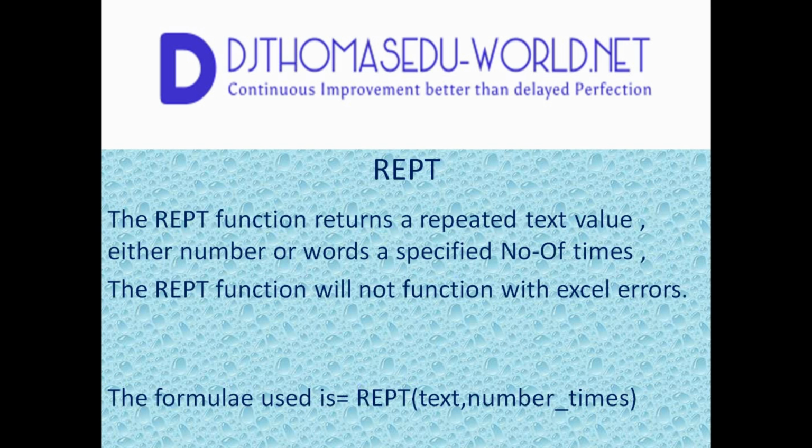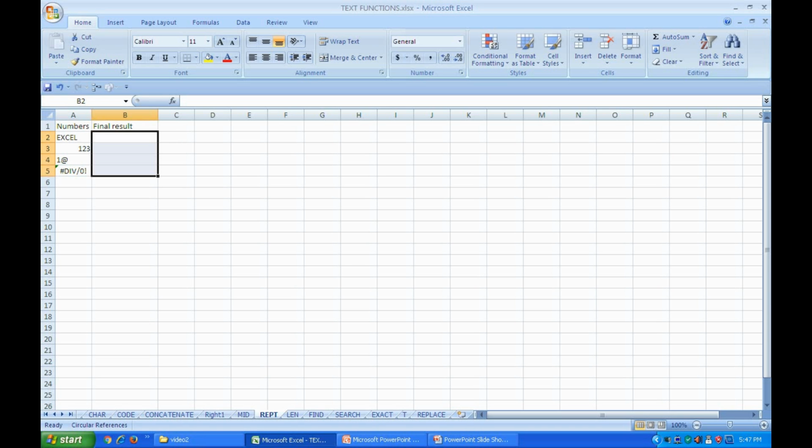Moving on, the next Excel text function is REPEAT. Let's see how the REPEAT text function works. The REPEAT function returns a text value, either a number or words, repeated a specified number of times. The REPEAT function will not work with Excel errors. Here the formula used is equals REPEAT. Select the text and choose the number of times you want to repeat the text.